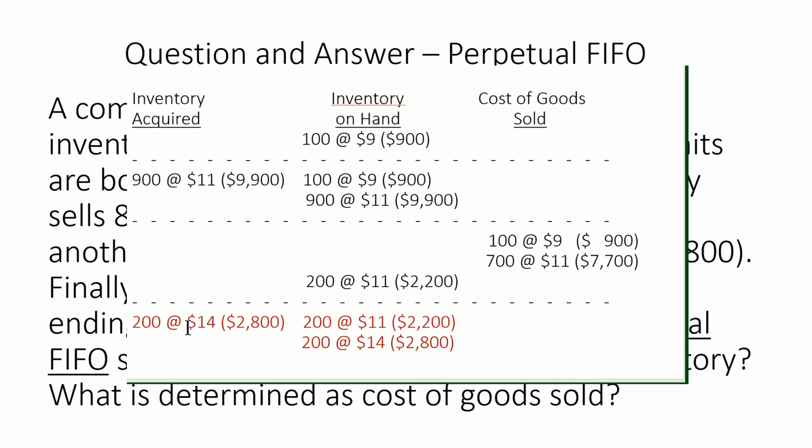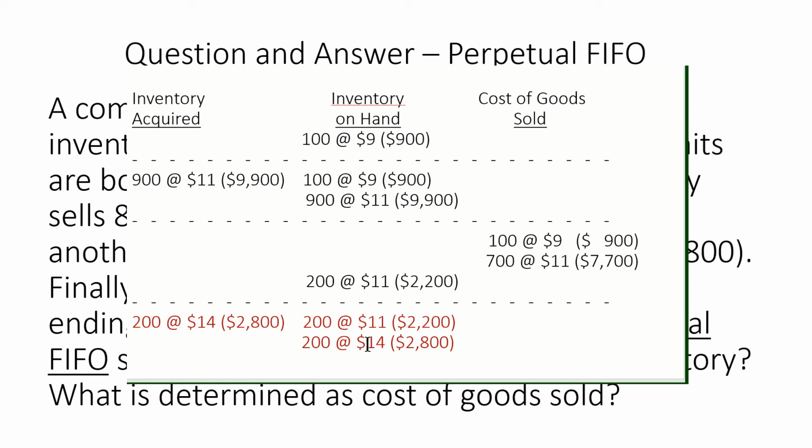So if you buy 200 more, they had 200. We bought 200 more at 14, so we have the 200 at 11 and the 200 at 14. They're just adding some more inventory. And I don't think there's anything there that's tricky or difficult. And we only have one more thing to do and we're finished. And that is they're going to sell 300 more units. Again, that's always the key in a perpetual system.